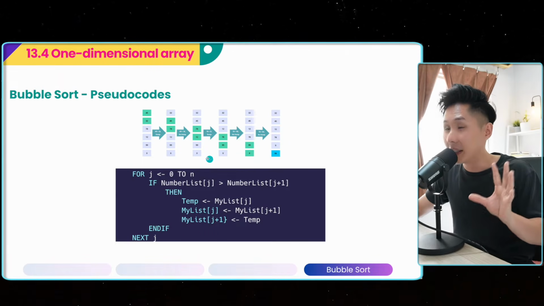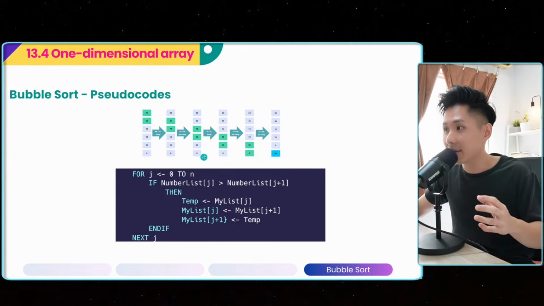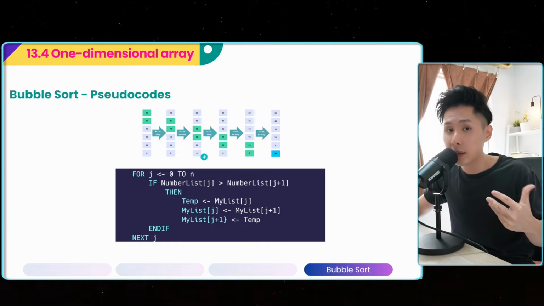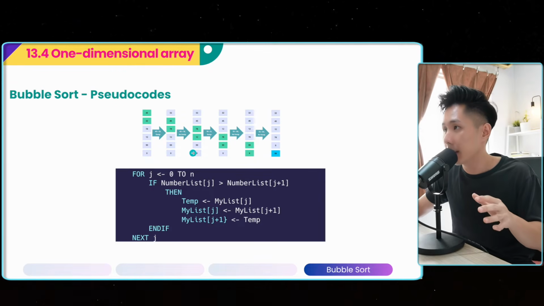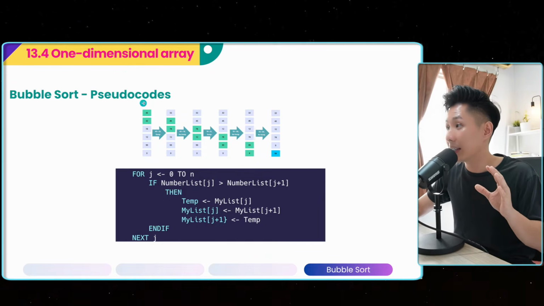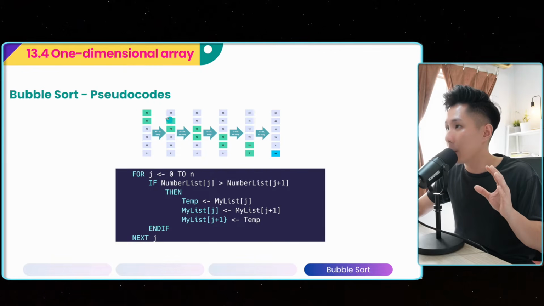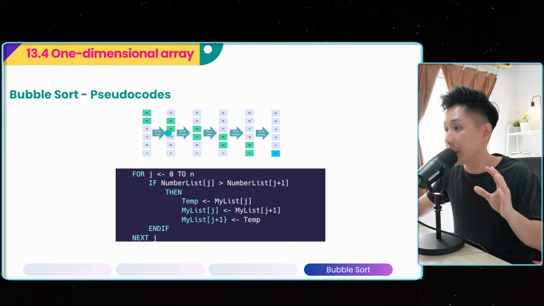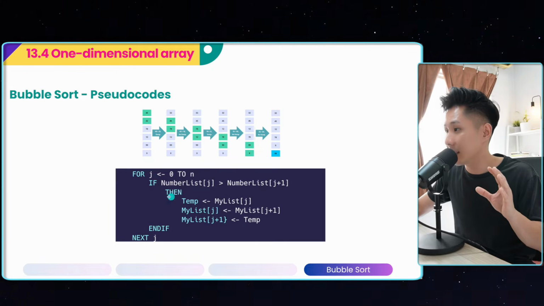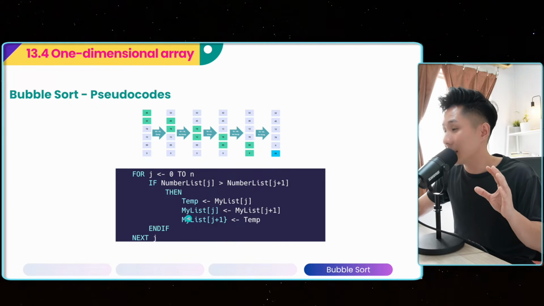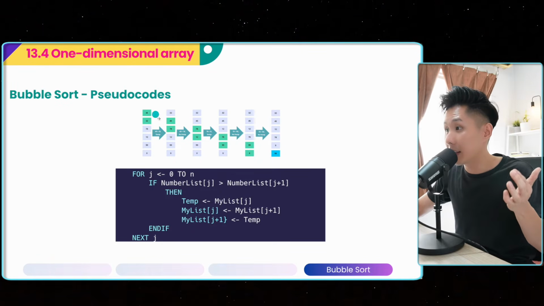So to do it in pseudocode, I'm going to break this down, do some decomposition to help you understand how I write the code. Look, this is what we do, right? We compare the first and second element. If it's bigger, then we do a swap operation. So this means that I'm swapping the items. And before I swap, I will compare whether numberList[j] is greater than numberList[j+1], which is the next item. I'm going to do it from the beginning of the list to the end of the list.